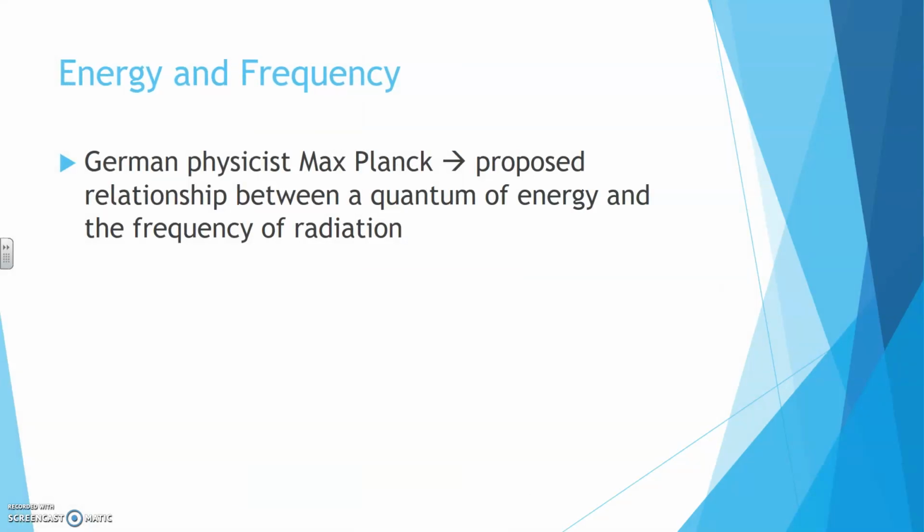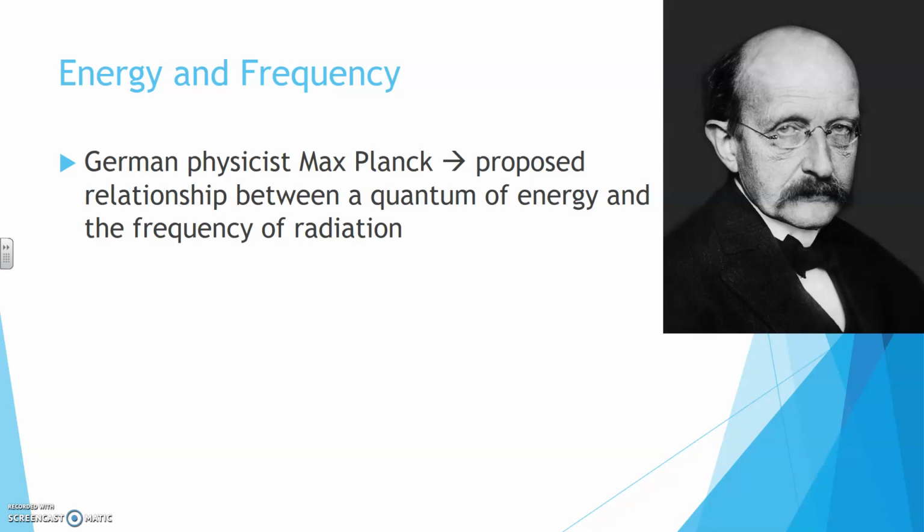All right, so going into energy and frequency now. There was a German physicist named Max Planck. He proposed a relationship between a quantum of energy and the frequency of radiation, which is why you have to match the wavelength and energy of the light you're using to the specific material in the metal, the specific types of atoms. So this is him. Great looking guy.